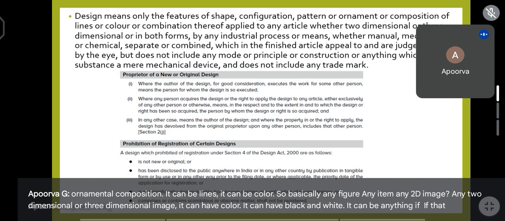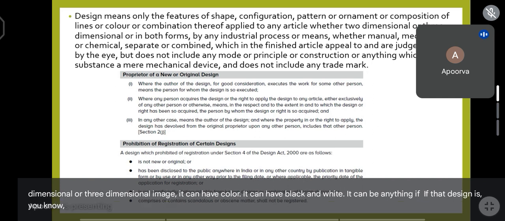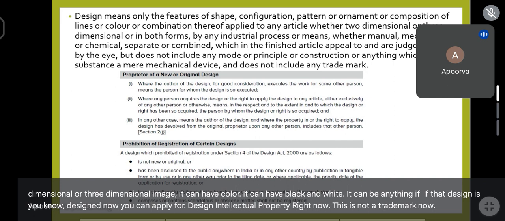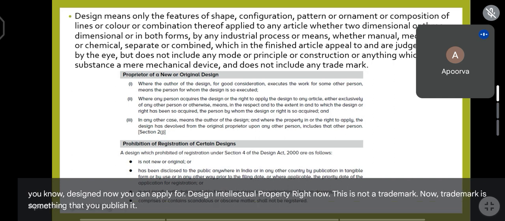If that design is created, you can apply for a design intellectual property right. Now this is not a trademark. A trademark is something that you publish, but this particular thing you do not publish. It is for your internal use.